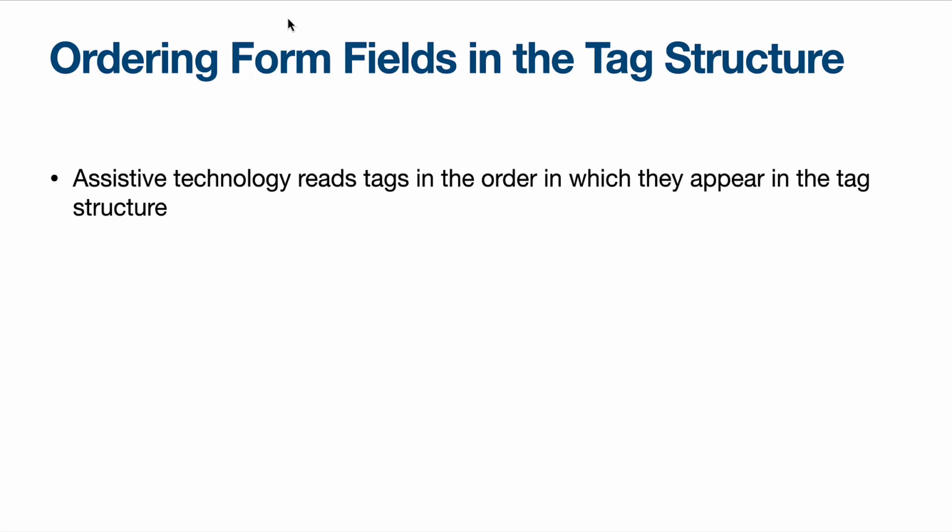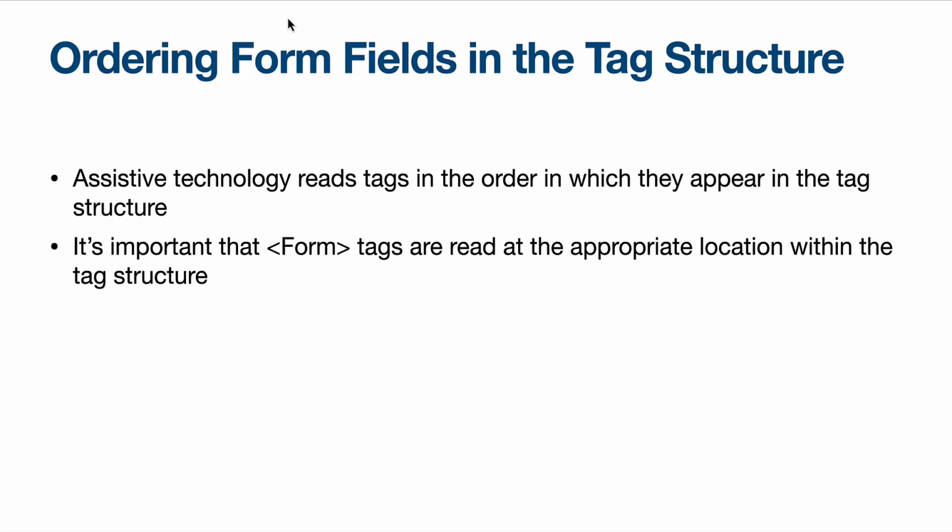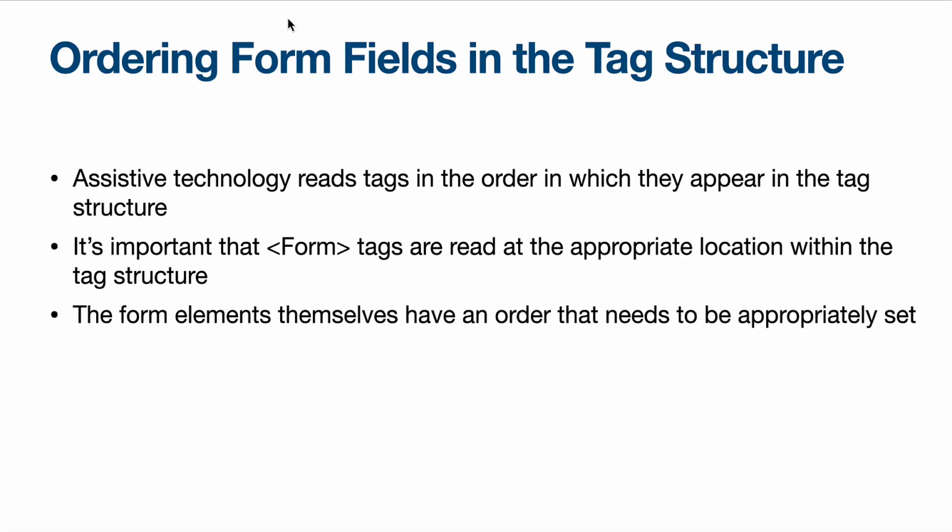For that reason, it's important that we position those form tags appropriately. It's important that form tags are read at the appropriate location within the tag structure so that the user has a good reading experience when using assistive technology. The form elements themselves have an order that also needs to be appropriately set within the document.